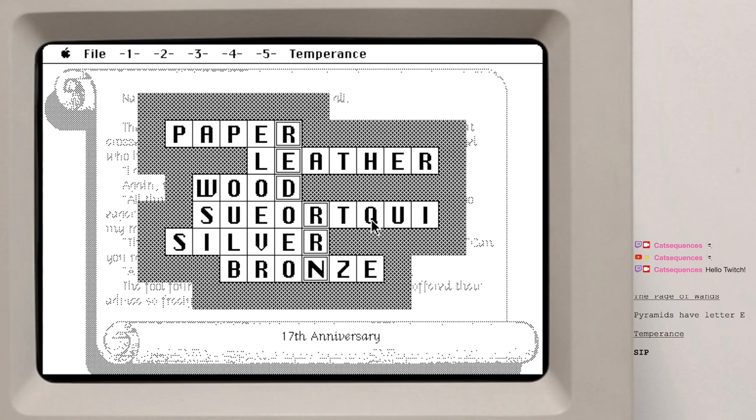Seventeenth anniversary. Right, what's all these things in? Quest. Questrial. Question. Not sure, you know.